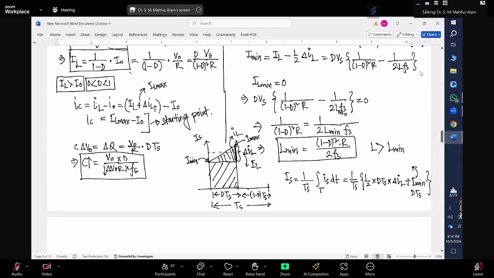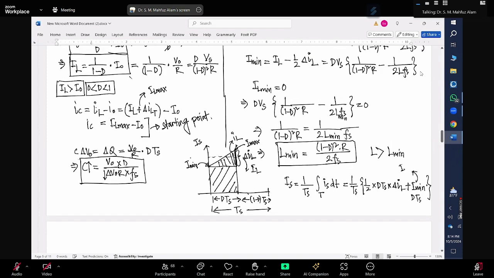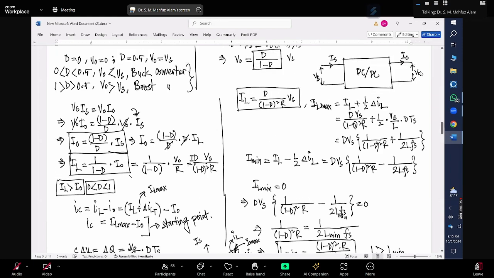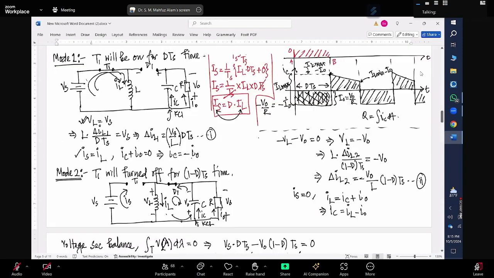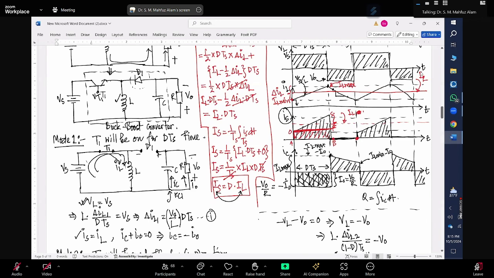So what is my I min? IL minus half into del IL, right? So if I put this value here, you will finally see that it should be 1 over Ts multiplied by IL into D into Ts. So if you cancel that out, then you will get Is is D multiplied by IL, which we got here. Make sense?